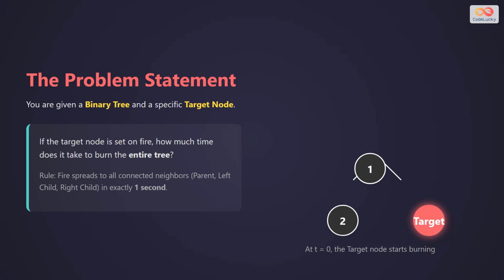Here is the problem. You are given a binary tree and a reference to a specific target node. Suppose this target node catches fire. We need to calculate the minimum time required to burn the entire tree. The rule is simple. Fire spreads to all connected neighbors, that is the parent, left child, and right child in exactly 1 second.